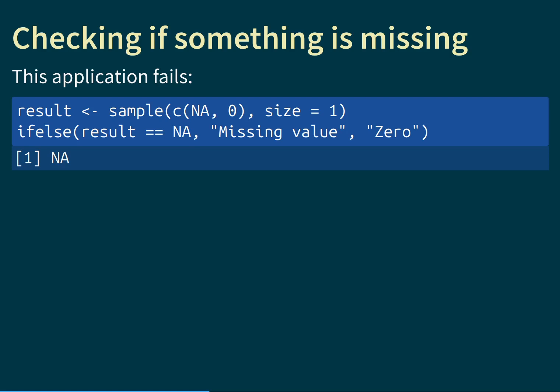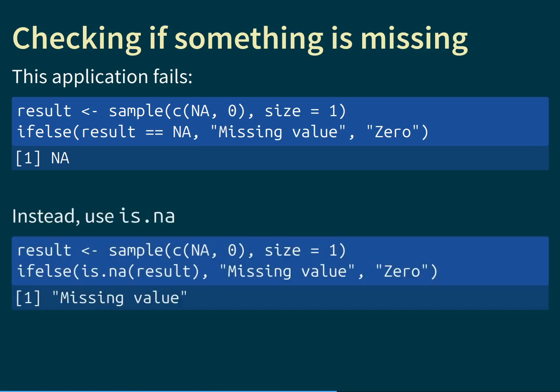Unfortunately, for the reasons just discussed, this does not work. The reason this does not work is because if result happens to be an NA, then the if-else is testing whether NA is equal to NA. And as we've just discussed, that itself does not result in true or false, but results in NA itself. So because it results in NA, the if-else function itself fails and just returns NA. It propagates the uncertainty. So this is not how we check whether some result is equal to NA.